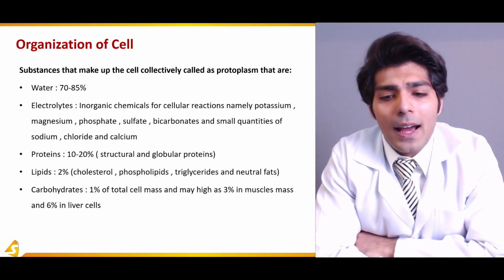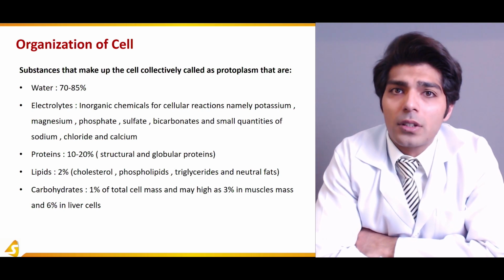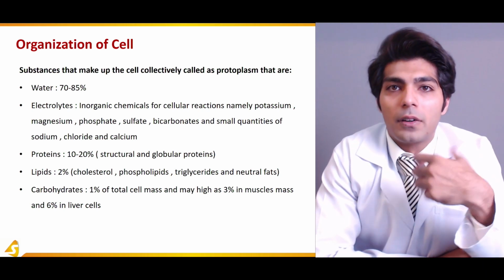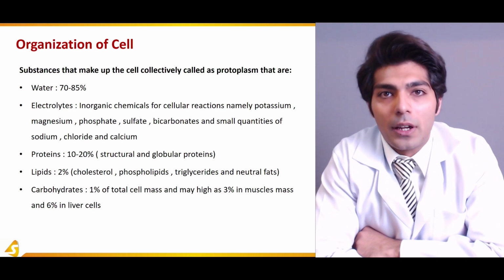they can be as high as 3% in muscle mass and 6% in liver cells, because glucose is taken up in the liver for the process of glucose formation or for utilization in glycolysis.